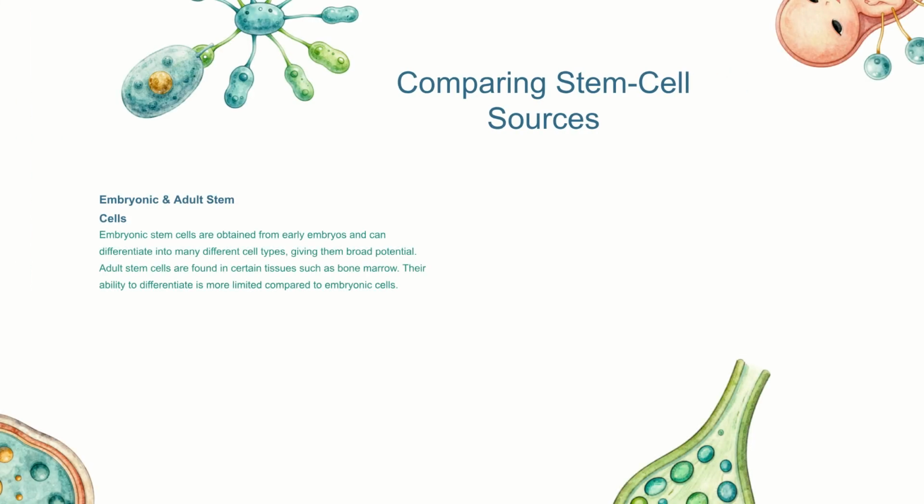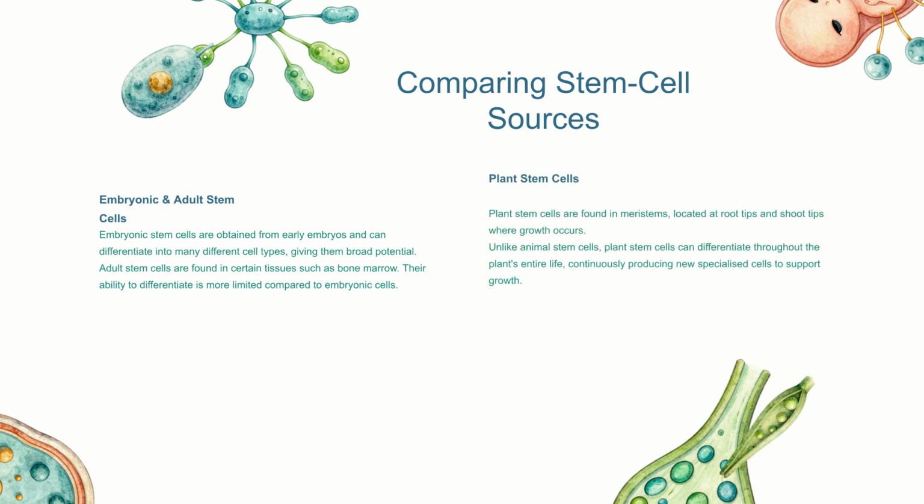it grows. To summarize, embryonic stem cells provide broad potential for many cell types, adult stem cells are tissue-specific, and plant stem cells allow for lifelong growth and differentiation in meristem regions.